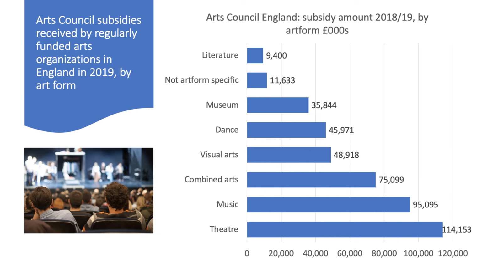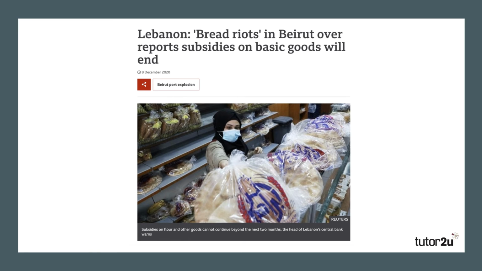Another really good example, we're going through lots of examples in this video, hope they're useful, are the subsidies provided to the arts. This is the Arts Council England subsidy by genre, if you like, by art form. Theatre and music are the biggest recipients, over £114 million of subsidy for theatre, and visual arts and dance and other forms. So quite a lot of subsidy goes into the arts.